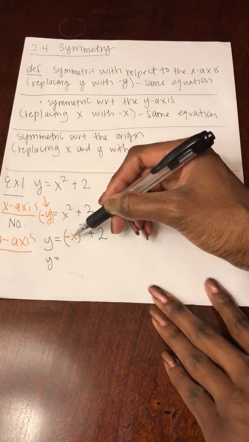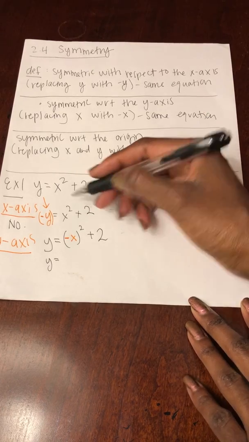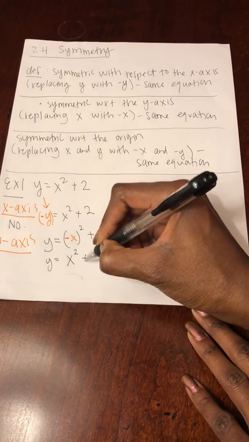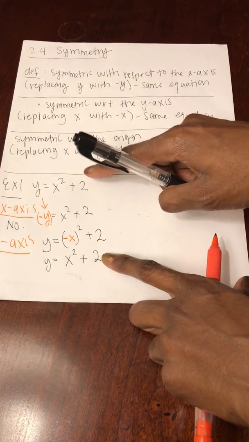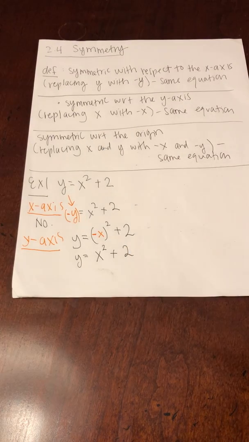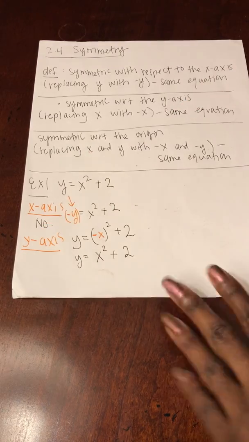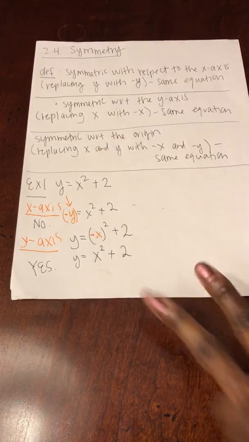So if we simplify this here, negative x squared is negative x times negative x, right? Which is going to give us a positive x squared. And then we look, do these two equations line up? And they do. So this would be symmetric with respect to the y-axis, okay? So this is a yes.